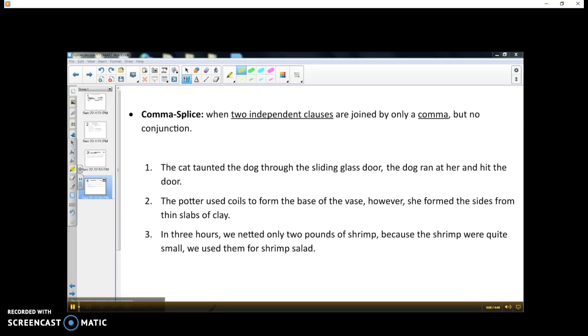Another method is if you want to change the way you combine these together, you could keep the comma and then add maybe instead of a coordinating conjunction, yet. So these are some different methods that you could use to correct these comma splices.